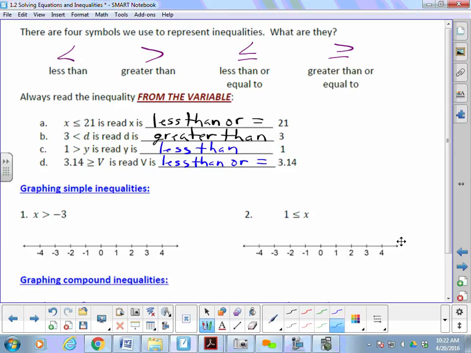Okay. Letter C, y is less than 1. Letter D, v is less than or equal to 3.14.